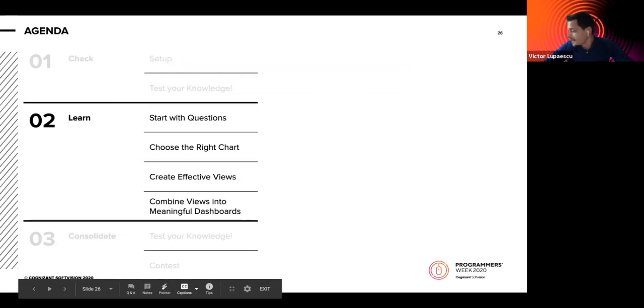Okay, now that we've seen some examples and I've shown you what works and what doesn't, we'll go into deeper details on how you should think when you're trying to visualize the data.